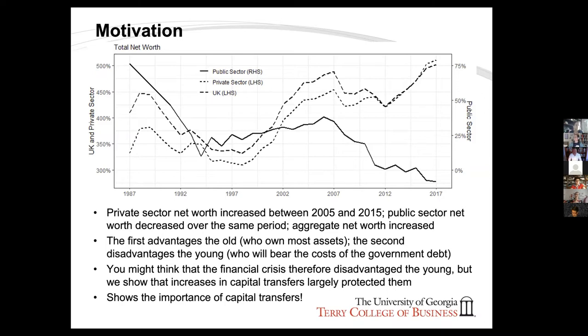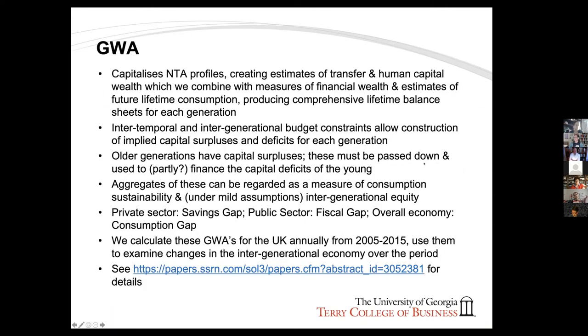And so this aspect of this paper shows to us, anyway, the importance of capital transfers. So just a quick revision about what GWAs are. What they basically are is they capitalize the NTA profiles. So we're really using demographic projections of the population and assuming that the profiles are fixed, other than due to changes in productivity, that allows us to create estimates of transfer and human capital wealth.